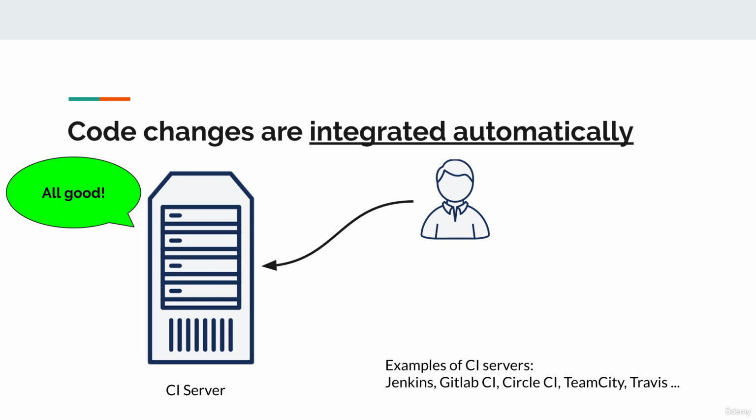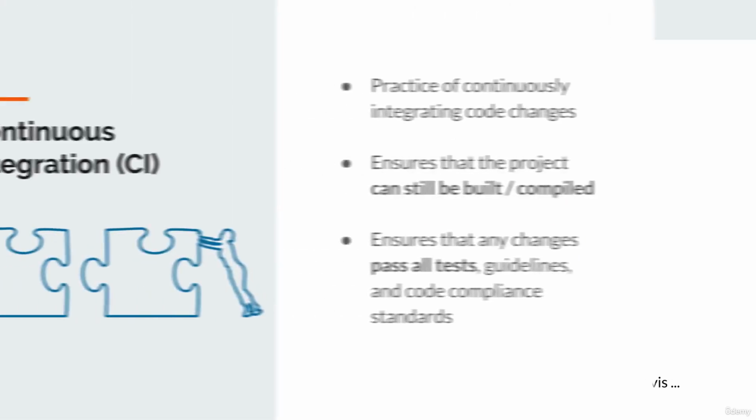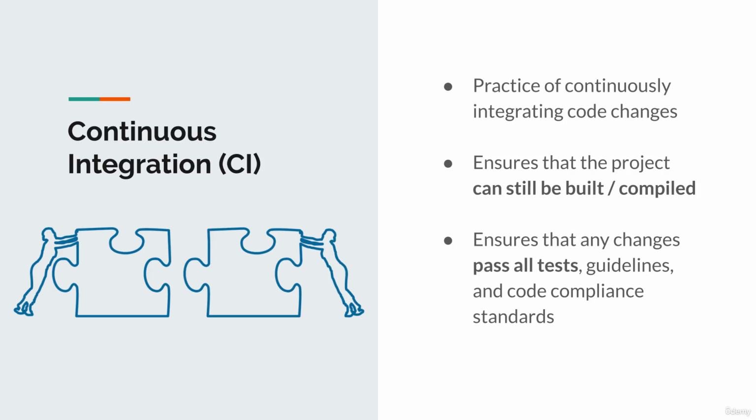So for example, you have a compile task, or you're somehow building the project, and if that task doesn't work anymore, then it means that the last one, probably the last one who has made a change to the project, did something that made the project not work anymore. So this is one step of continuous integration.